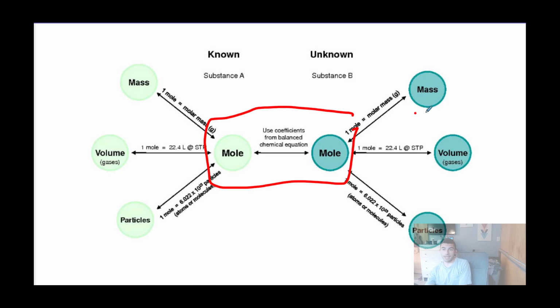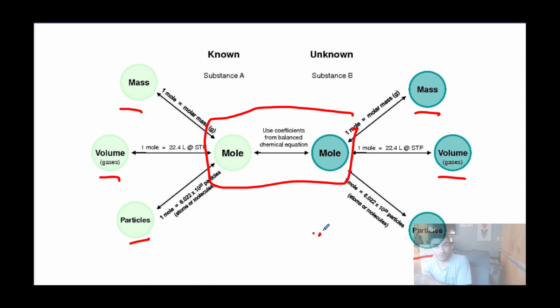But of all the possible things we can be given, we should know how to get from all of those things to moles. If we're given mass, we use the molar mass to get to moles, and then molar mass to get back out if we want mass again. If we're given volume, in this chapter, we used 22.4 liters of a gas is equivalent to 1 mole, but that was at STP.